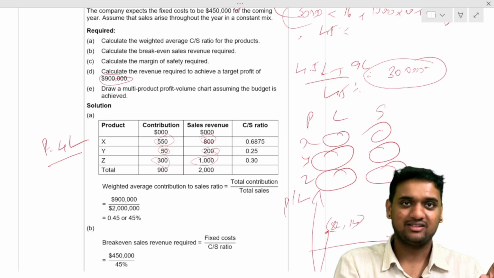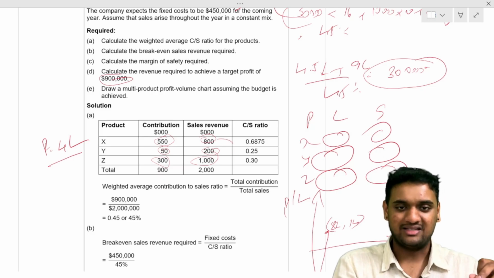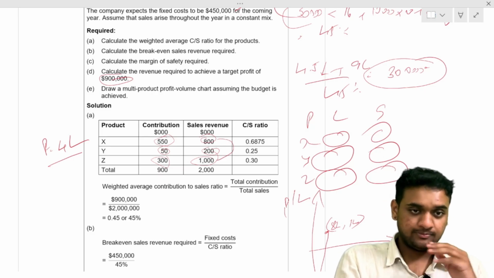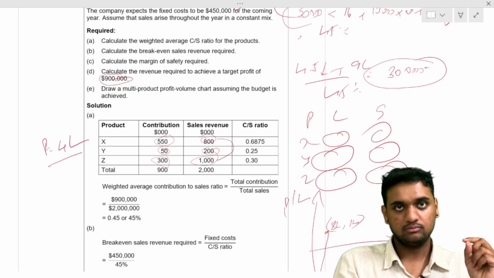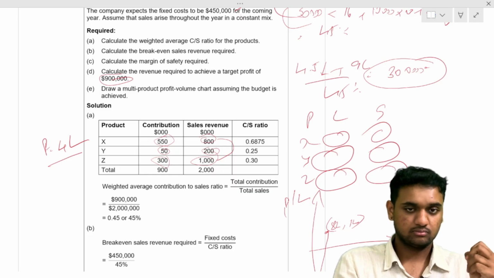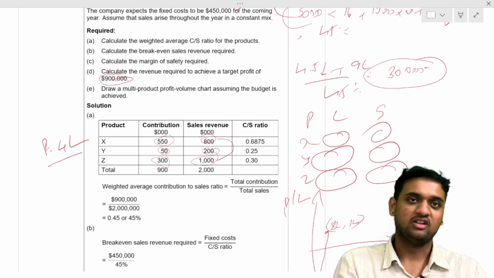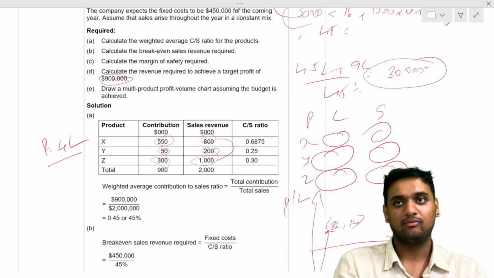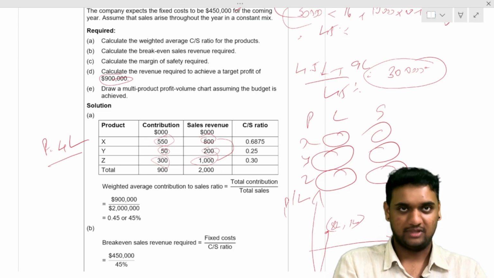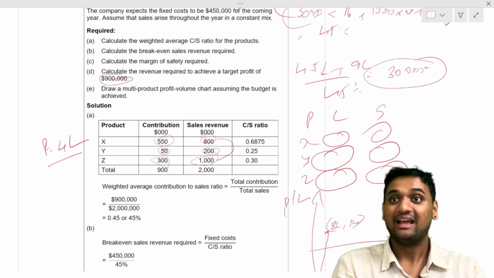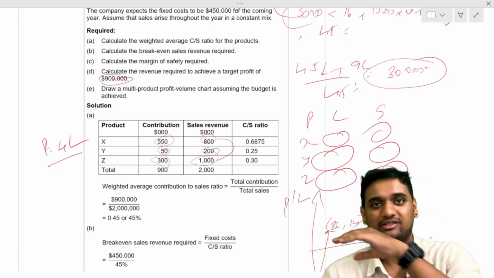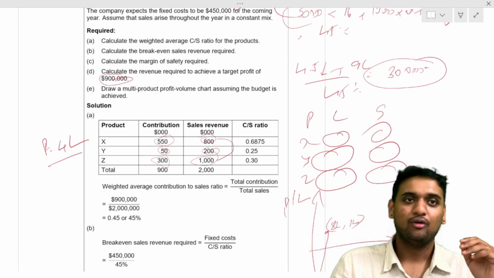Second, you have to find sales. What is the total sales of X and Z? Just add both. You have to go to third standard, learn mathematics and come. 18 lakhs. 10 lakhs plus 8 lakhs, 18 lakhs. So sales revenue is 18 lakhs. Profit is how much? 4 lakhs.